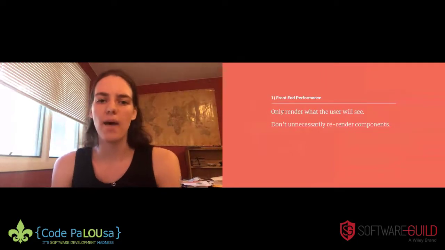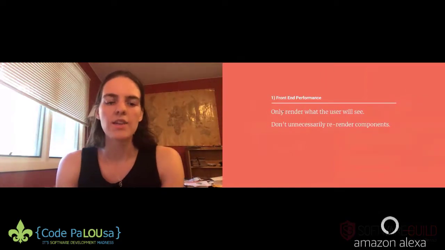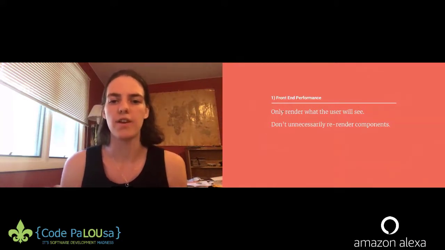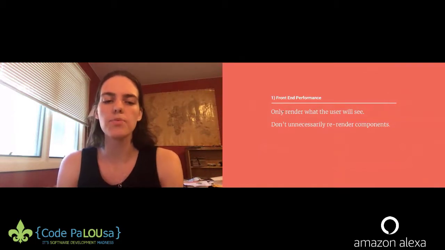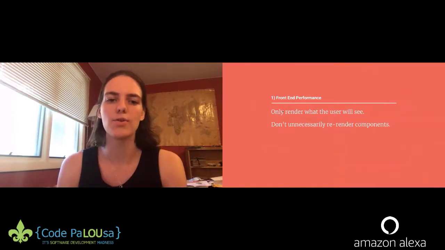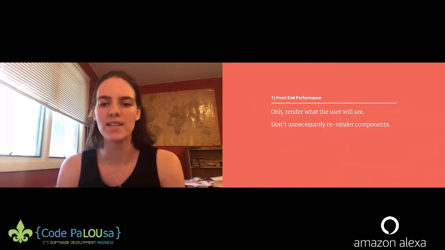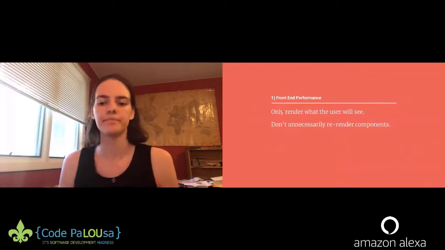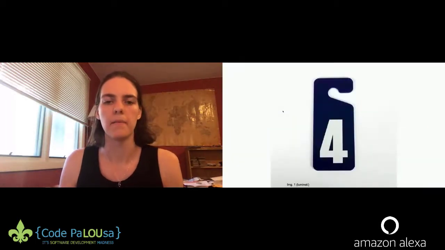So I'm going to start by talking about the front end. I said there are 2 main things to keep in mind when you're doing infinite scrollable tables on the front end. One thing is only render what the user will see. Don't try to render everything all at once. And the other thing to keep in mind is don't unnecessarily re-render components. So let's look into this a little bit.